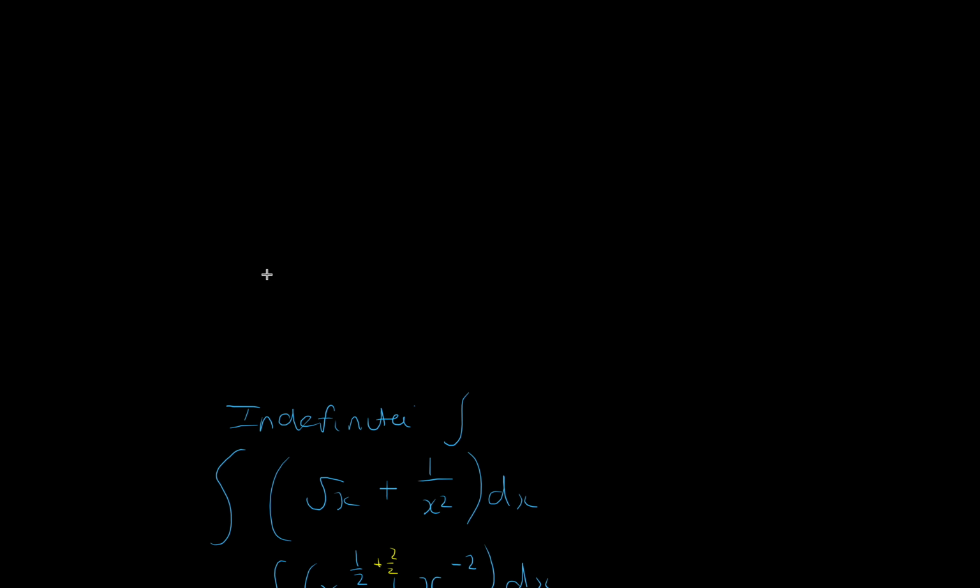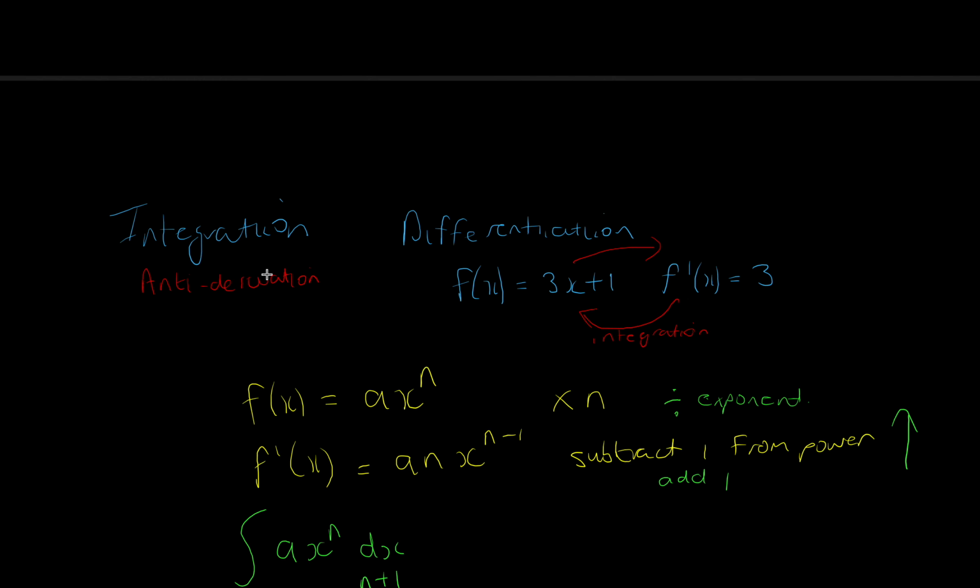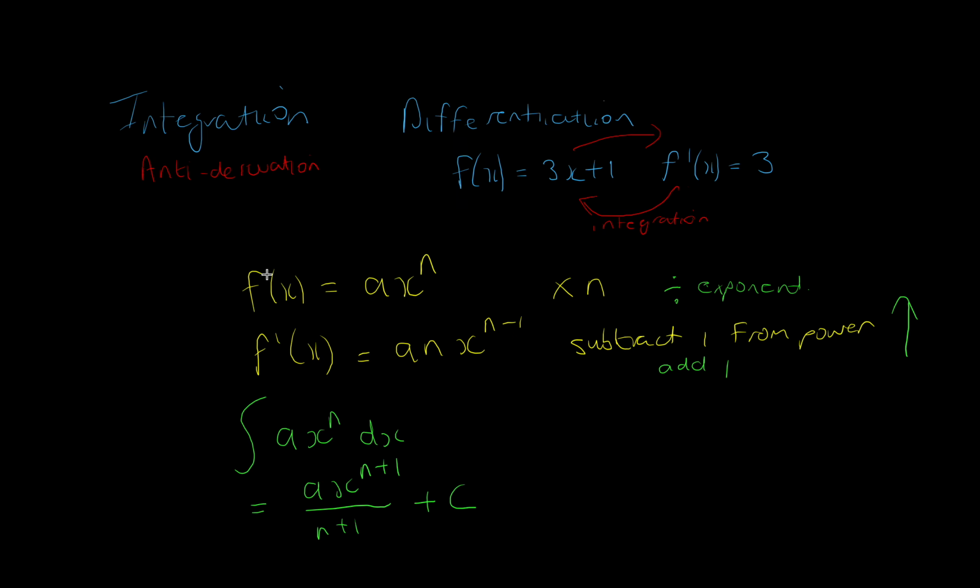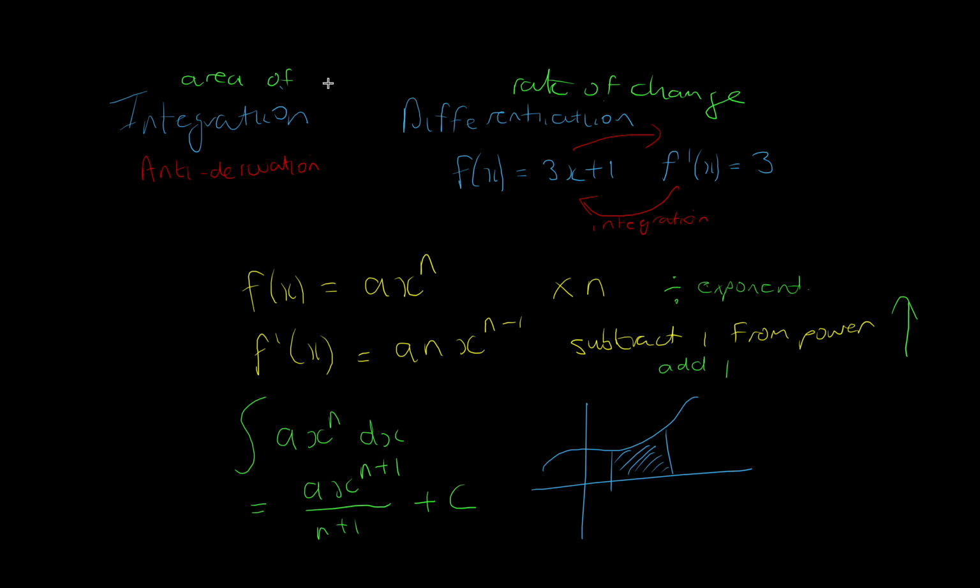Remember we talked about differentiation. Differentiation is getting the rate of change of a function. The integral of a function is the area under the graph, between the graph and the x-axis. So if we look at derivatives, that's always the rate of change, and integrals are always the area under a graph. Okay, that's it for today.